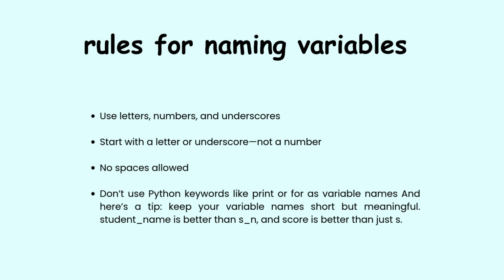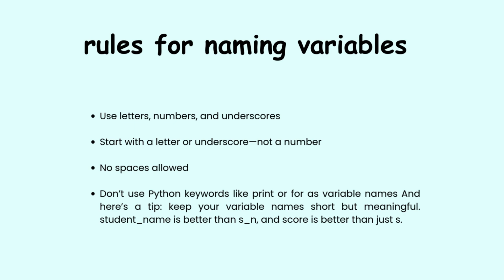Let's go over some quick rules for naming variables in Python. You can use letters, numbers, and underscores. But the name must start with a letter or an underscore, not a number. Spaces aren't allowed, so don't try to use them. When you're writing Python code, avoid using reserved keywords like print or for as variable names. They're part of the language's syntax and using them can cause errors.